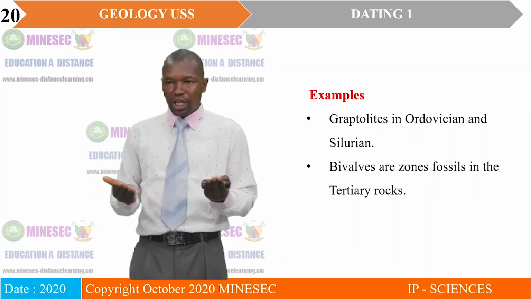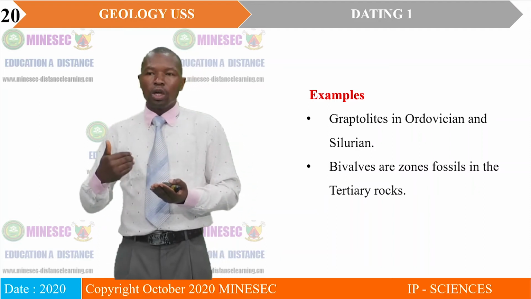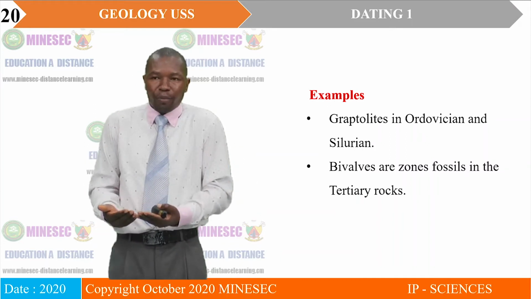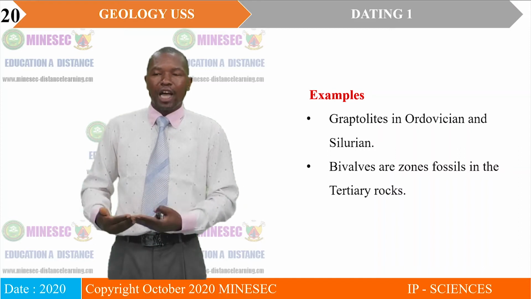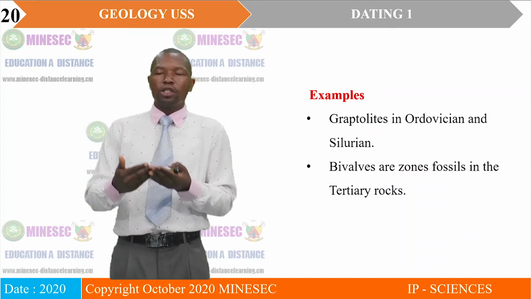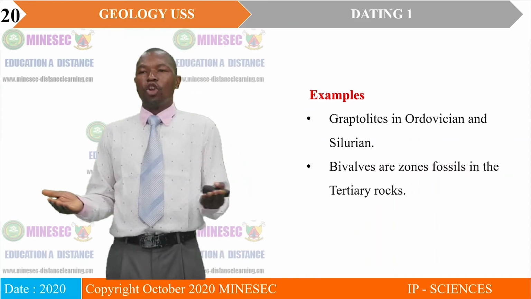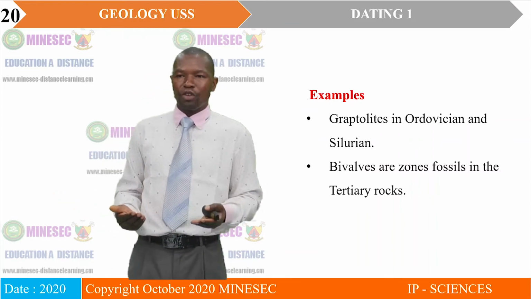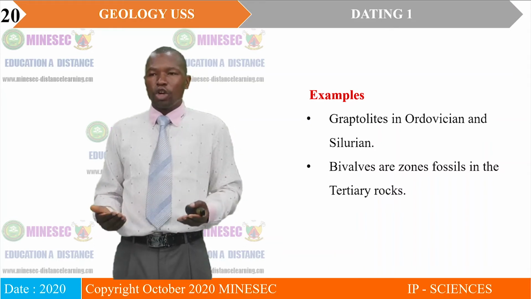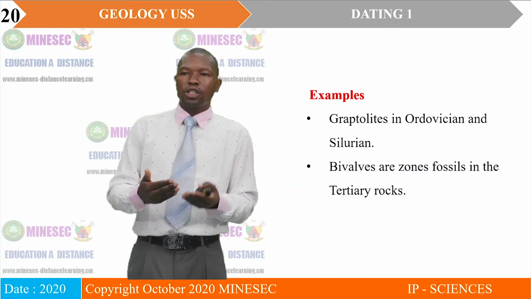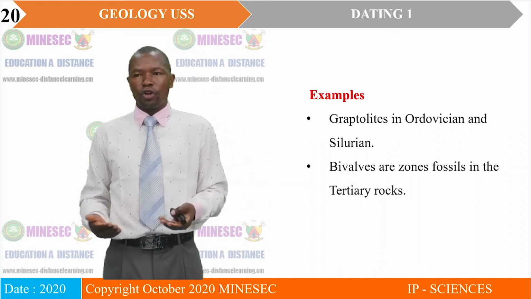Remember that the tertiary is partitioned into Paleogene and Neogene. So the ones that would have been formed in the Paleogene should be older than the ones in the Neogene. In other words, we could still say lower tertiary and upper tertiary, meaning that lower tertiary formations will have older fossils than upper tertiary formation fossils.